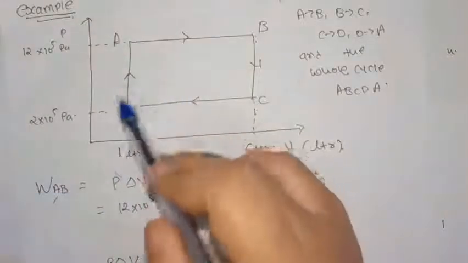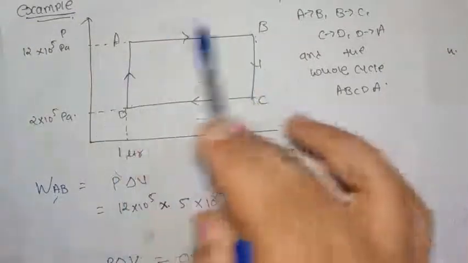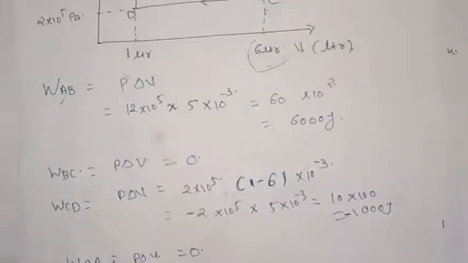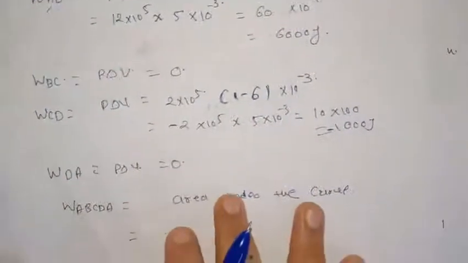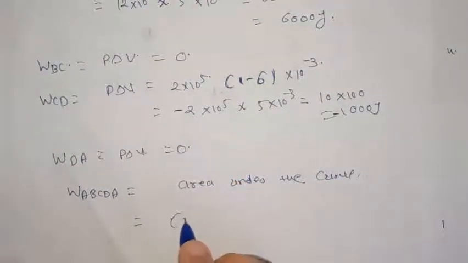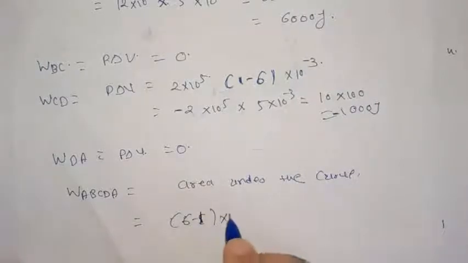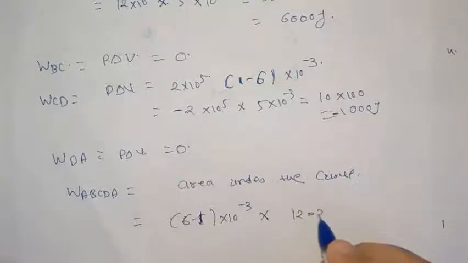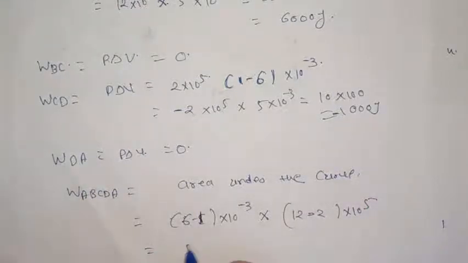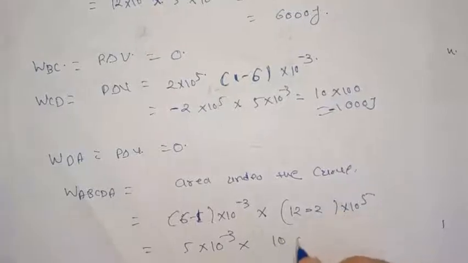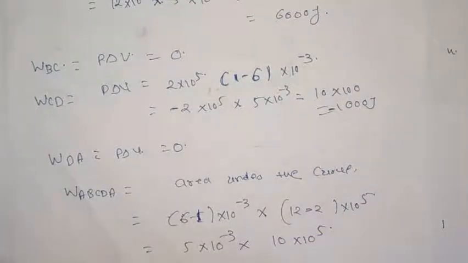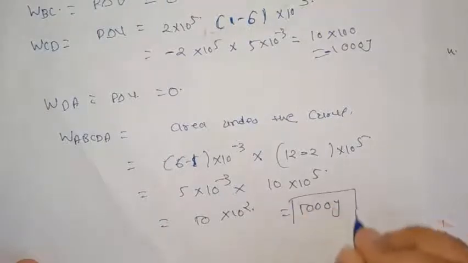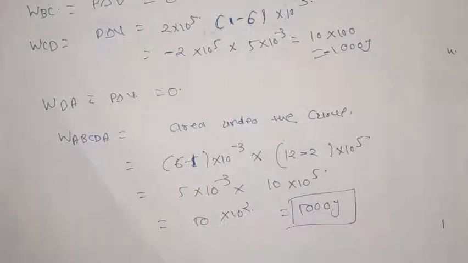So we will take the area of this rectangle. Now as the process is clockwise, the work done will be positive. So the area under the curve will be equal to (6 minus 1) into 10 power minus 3 into (12 minus 2) into 10 power 5. So this is 5 into 10 power minus 3 into 10 into 10 power 5. So there will be 50 into 10 power 2. So this will give us the answer 5000 joule. So this is the total work done in the whole cyclic process.